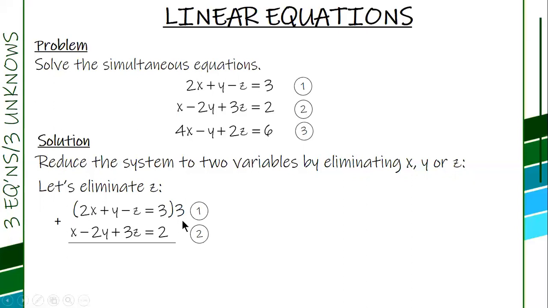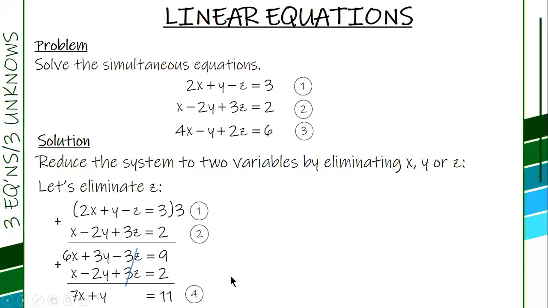So let's rewrite. 3 times 2 gives 6x plus 3y minus 3z equals 9. And equation 2 stays as is. Since the z terms have opposite signs, we add them and z cancels. 6 plus 1 is 7, 3 plus negative 2 is 1, 9 plus 1 is 11. So this will be equation 4.